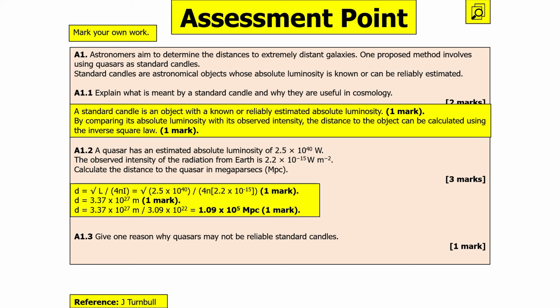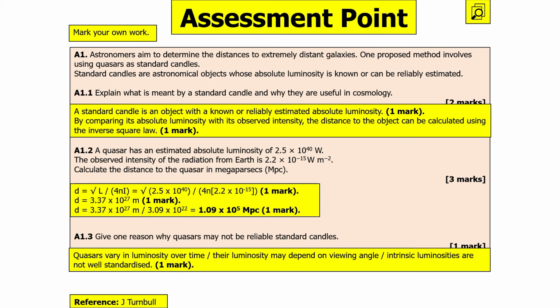We know from the inverse square law that I is equal to the luminosity over 4 pi r squared. So r, or d, is equal to the square root of L over 4 pi I. So you pop in all the values and you get d to be equal to 3.37 times 10 to the 27 meters. We can convert that into megaparsecs, so it's 1.09 times 10 to the 5 megaparsecs. Now, quasars can vary in luminosity over time, or the luminosity can depend on the viewing angle, and is also not very standardized in what the value would be.